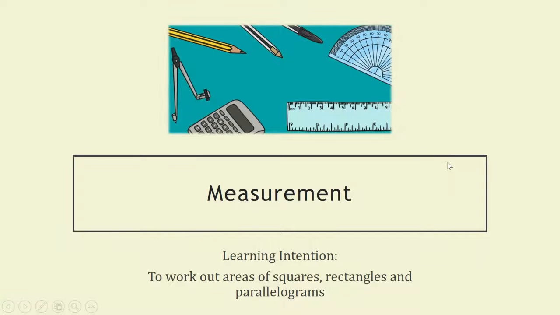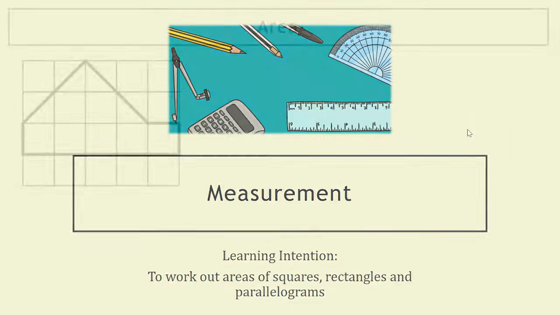Guys, so today we're going to have a look at area, and particularly how we get the area of squares, rectangles, and parallelograms. Okay, so the area is the amount of space that a shape covers, a two-dimensional, flat shape. And the perimeter, remember, that was the distance all the way around the outside of a shape. Okay, so let's have a look.